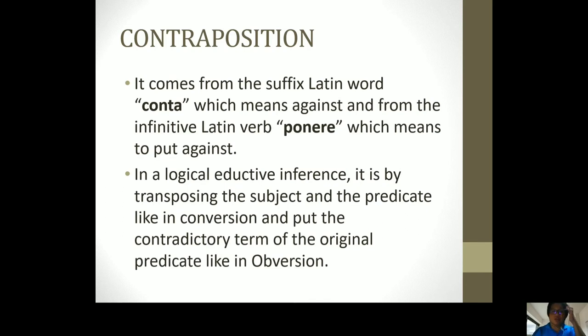So now let us proceed with contraposition. It comes from the Latin prefix contra, which means against, and from the infinitive Latin verb ponere, which means to put against. In a logical deductive inference, it is by transposing your subject and your predicate, like in conversion, and putting the contradictory term of the original predicate, like in aversion.